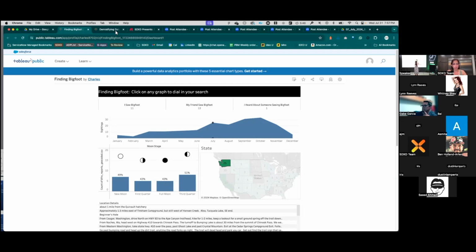The first one tells us the days of a month, and it also tells us the time of the day. Based on the graph, we can see that the majority of the sightings happen around the night. So we know that would be a good time to go and capture Bigfoot.